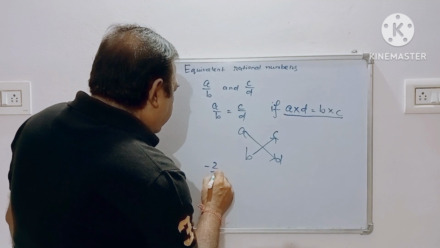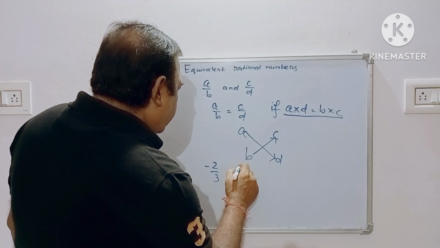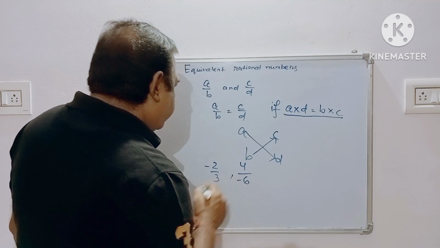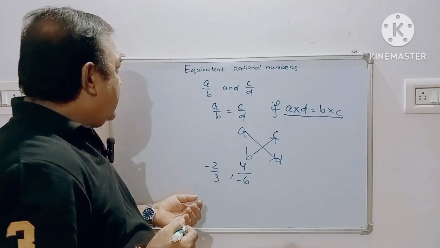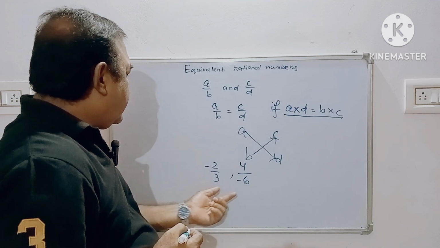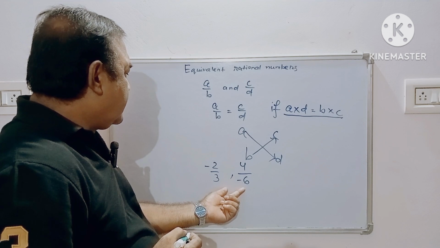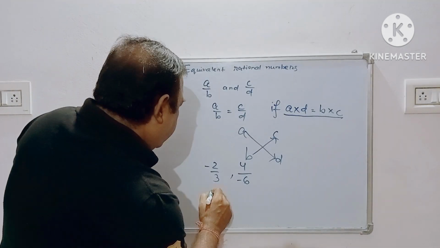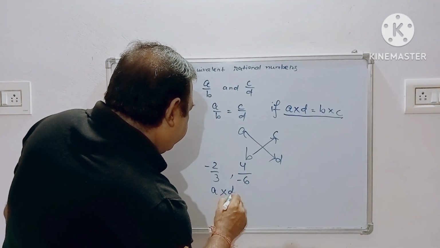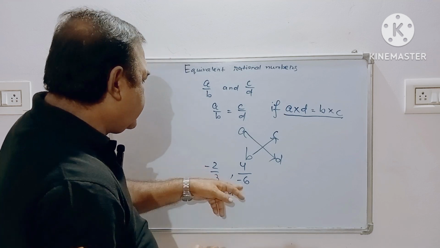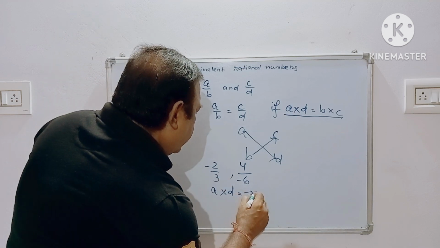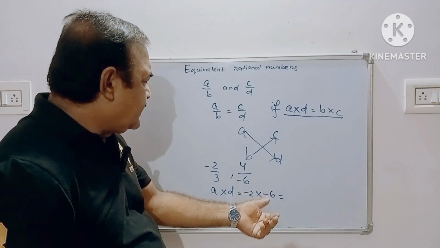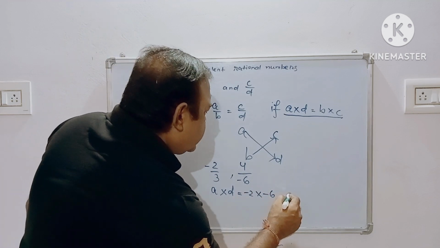Minus 2 upon 3, 4 upon minus 6. So we will verify whether these two rational numbers are equivalent rational numbers or not. So you see here A into D. Here A is equal to minus 2 and D is equal to minus 6. So minus 2 into minus 6. Already we have known minus into minus, that is plus. 2 into 6, that is 12.